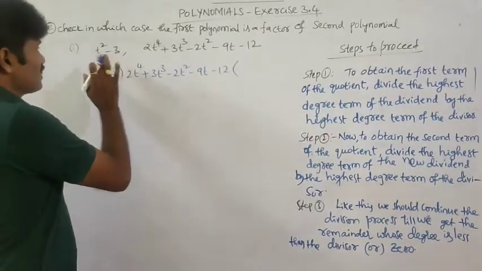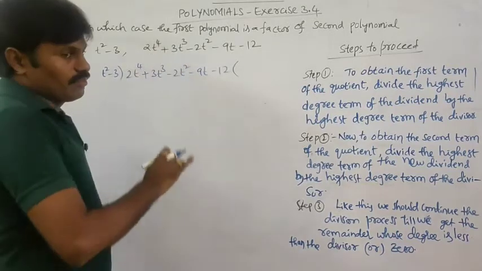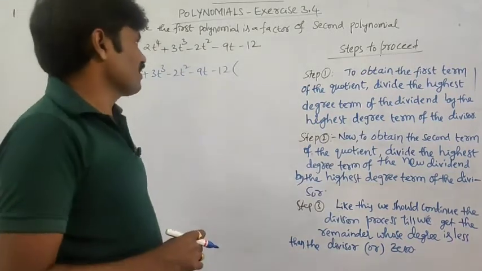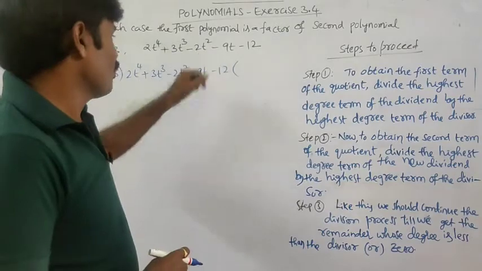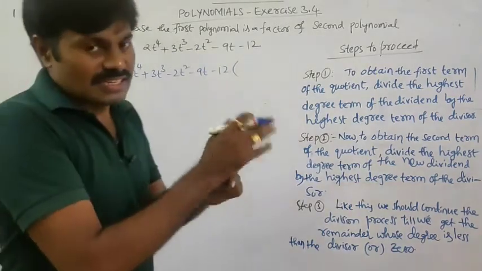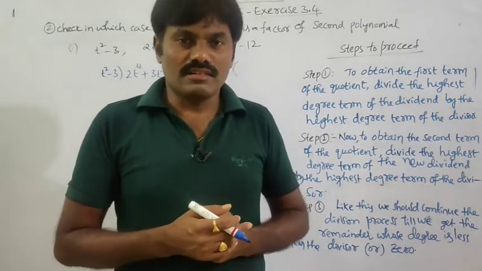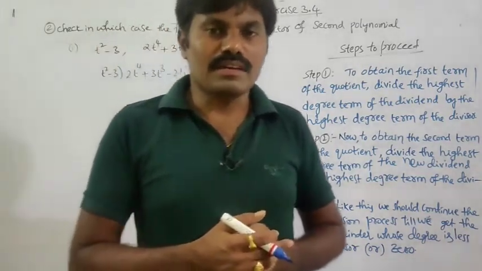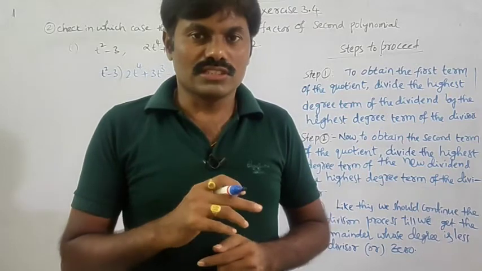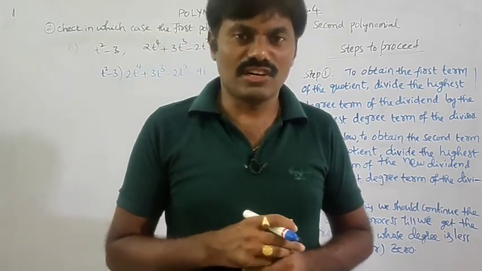So here t square minus 3 is the first polynomial. 2t power 4 plus 3t cube minus 2t square minus 9t minus 12 is the second polynomial. So how to decide whether it is a factor or not? For example, whether 6 is a factor of 24 or not? How can you decide? By division. Yes, so 6 divides 24 exactly, 6 times 4 is 24.